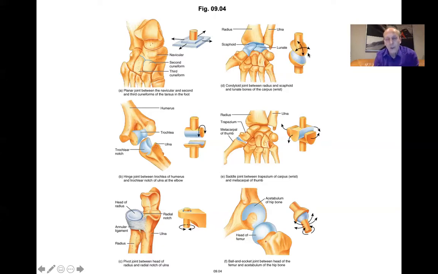Now let's take a look at biaxial joints. What characterizes them is that their articular surfaces have to be somewhat awkwardly curved. A good example is the condyloid joint, which is our attachment of the hand at the wrist to the rest of the upper limb.